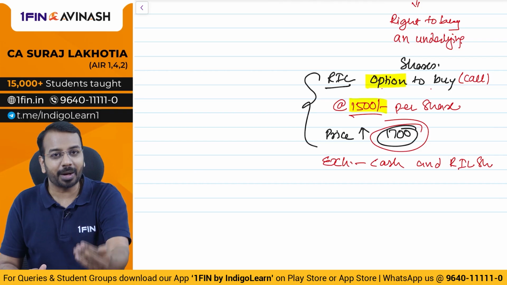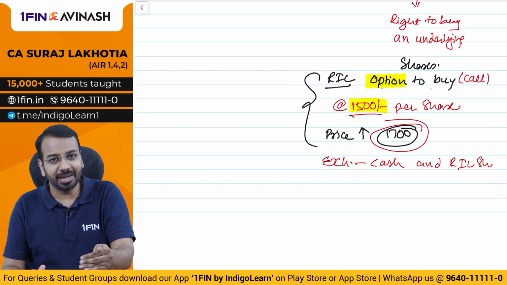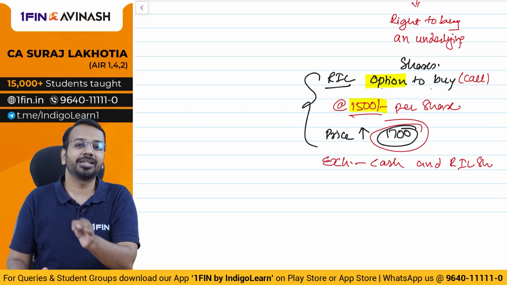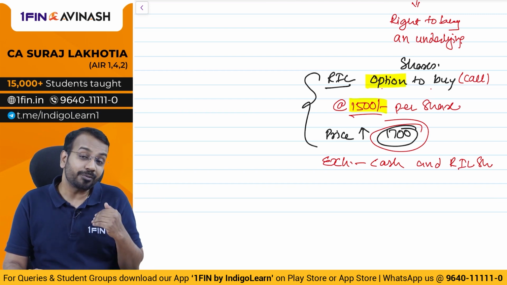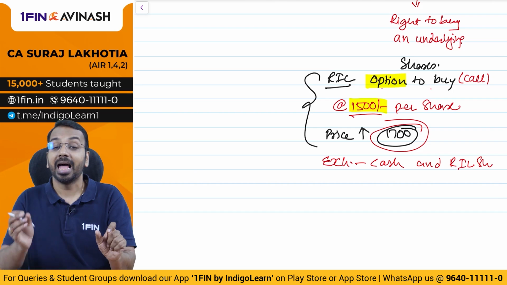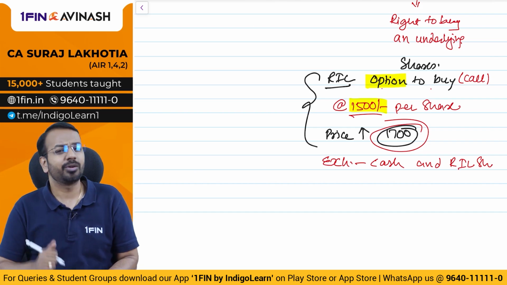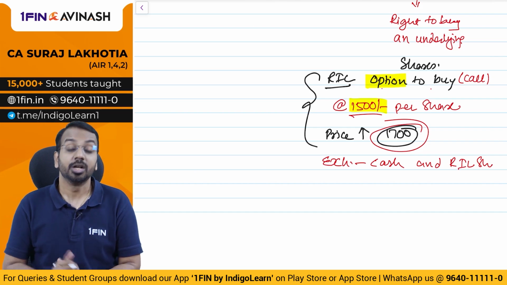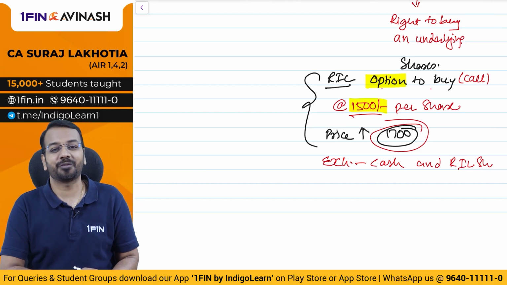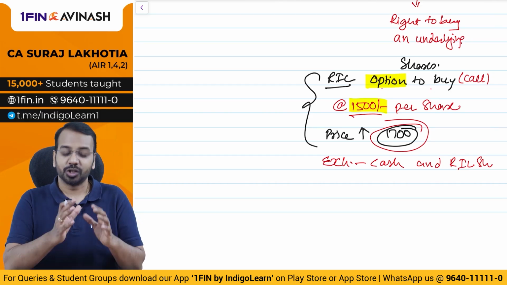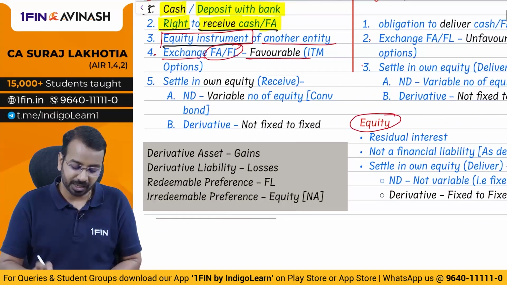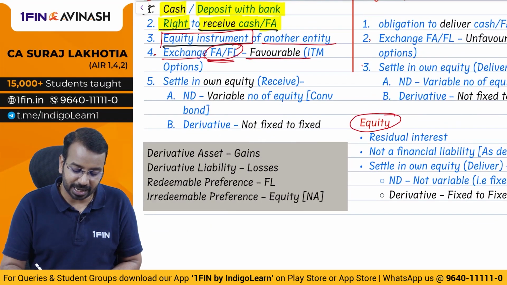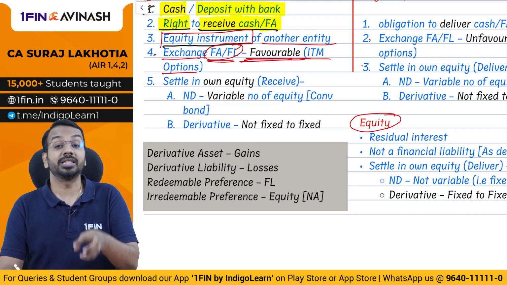Now, look at the other party. Other party had agreed that they will sell Reliance Industries shares at 1500. Today the market price is 1700. If I have to sell something of 1700 at 1500, is it favorable or unfavorable? Of course, it is unfavorable. So, in such a situation, that becomes a financial liability. Okay. So, what happens is under this definition, there are two things. One, you exchange financial asset and financial liability in favorable terms. That is called in the money options. That is when there is benefit.